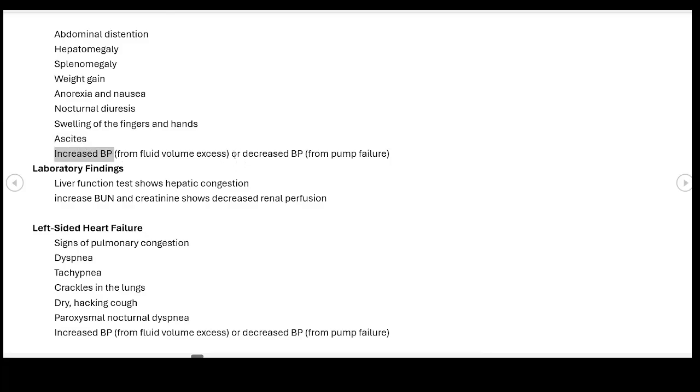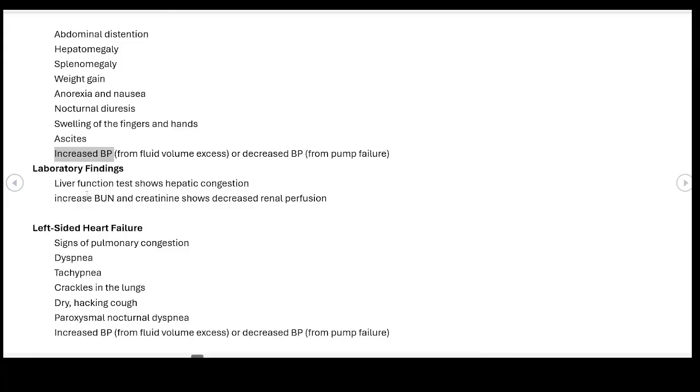Even if it is left or right, there is going to be an increase in blood pressure, normally from fluid volume excess. But when somebody gets a heart failure, their blood pressure can drop and it can also go up. Now let me explain this. When it is volume, where the fluid is not moving and gets stuck in the vein, then the blood pressure in the vein will go up. On the other hand, if the heart is failing to pump, if it's a pumping problem, then the blood pressure is going to drop. So when there's a pump failure, blood pressure drops. When there is fluid excess, blood pressure increases. That is why, in terms of blood pressure, it can go up or down, in both left-sided and right-sided heart failure.